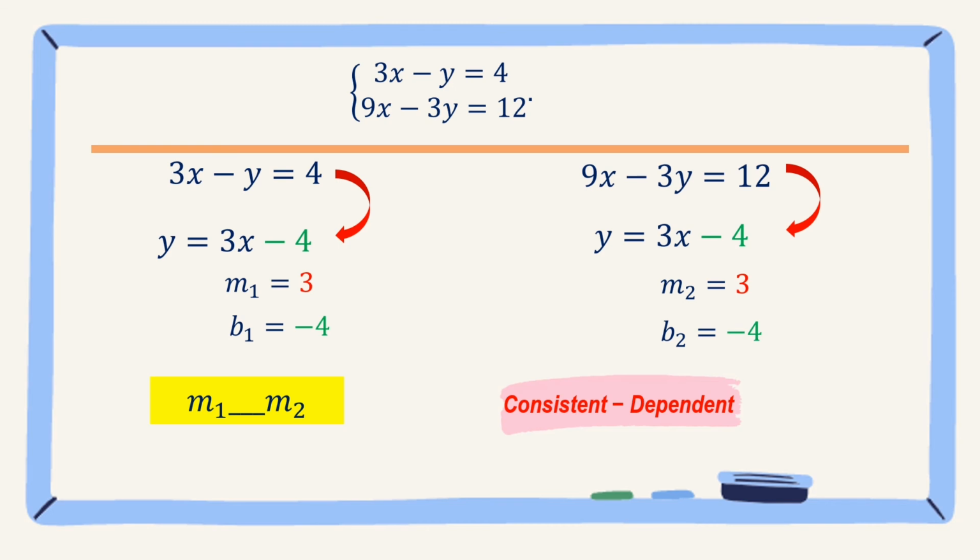Compare now the slopes, 3 and 3. So they are equal. Compare the y-intercepts, negative 4 and negative 4. They are also equal. Since the system has equal slopes and equal y-intercepts, then it is a consistent and dependent system, which means that the lines of the graph will coincide.